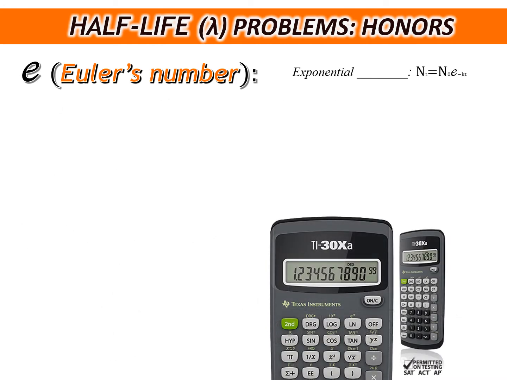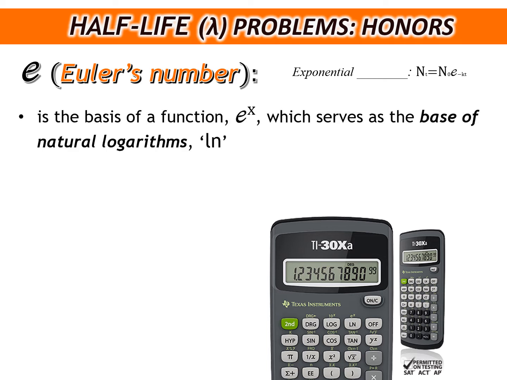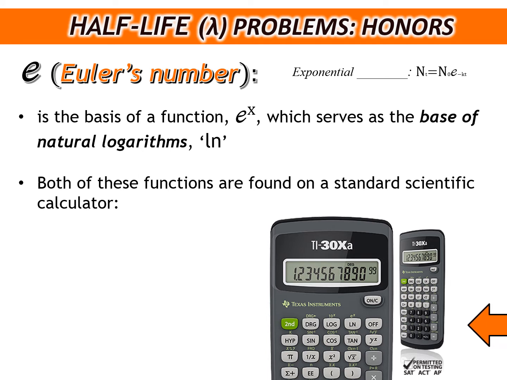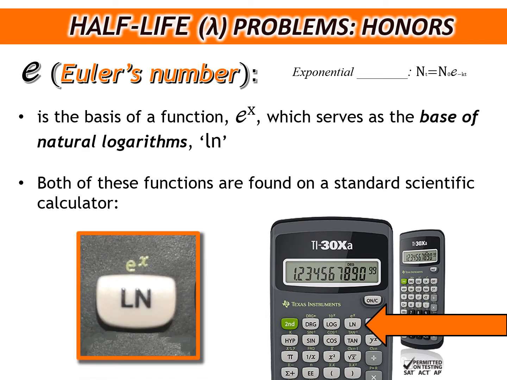Now, a button that uses Euler's number is found on your calculator. This is a function called e to the x, which in turn is related to another function, which on the calculator will appear as ln. Sometimes we say natural log. This is the base of natural logarithms. These two functions usually share a button. On this calculator, you see a big button that says ln, and above that, as a second function, there's e to the x. The reason they share a button is because they are related functions, and they can be thought of as two different ways of describing the same phenomenon.